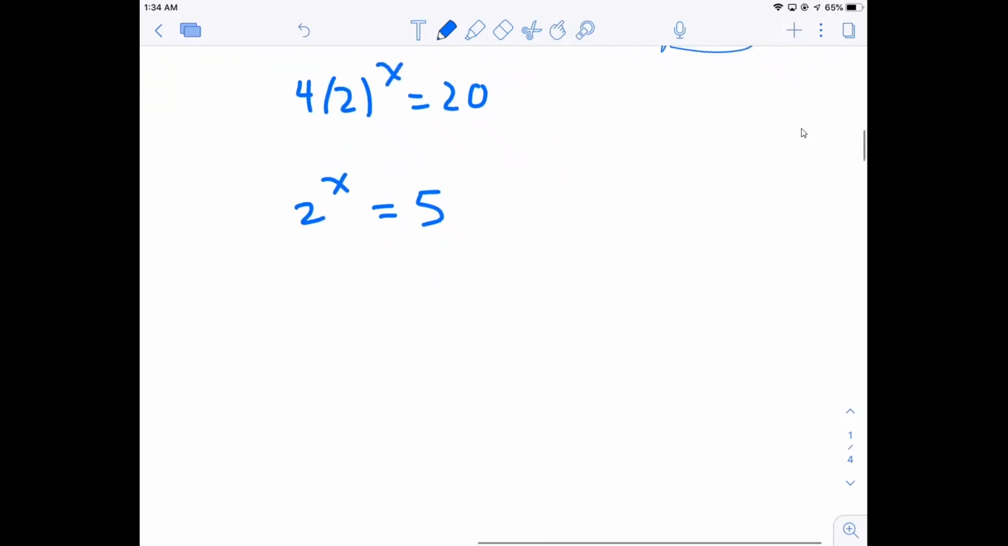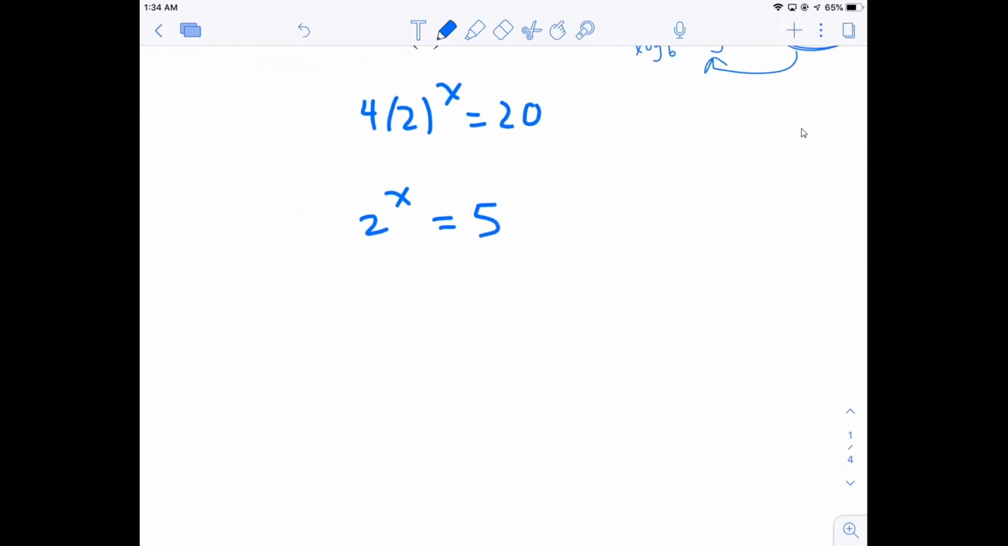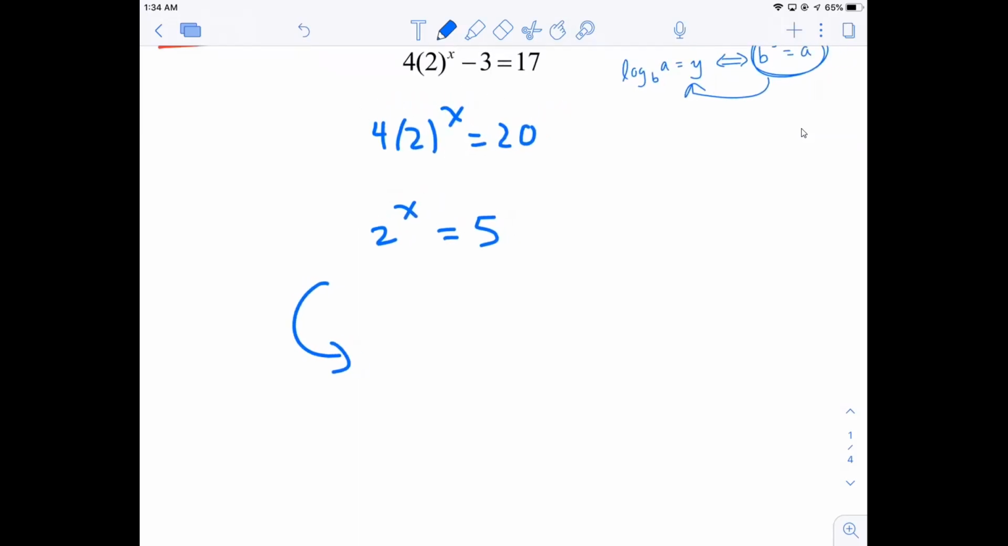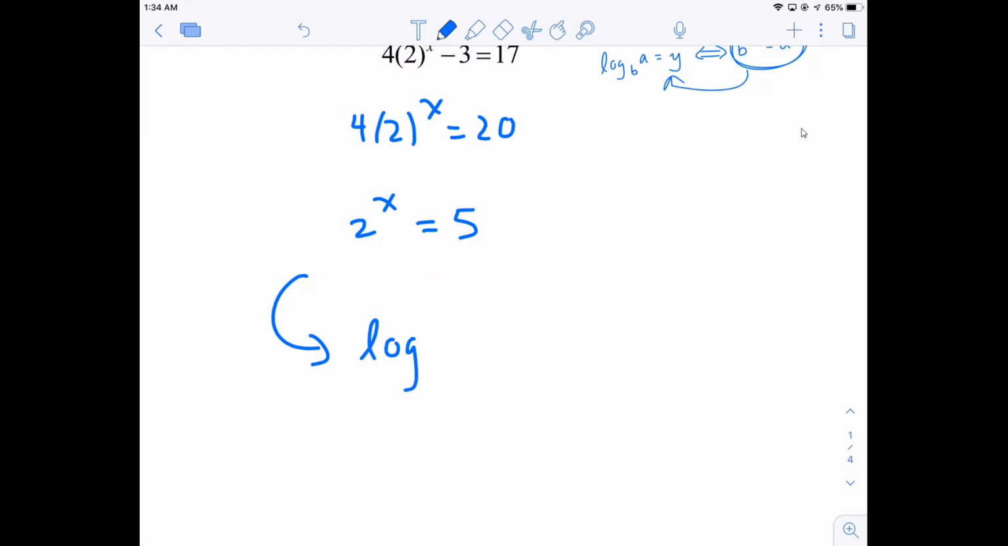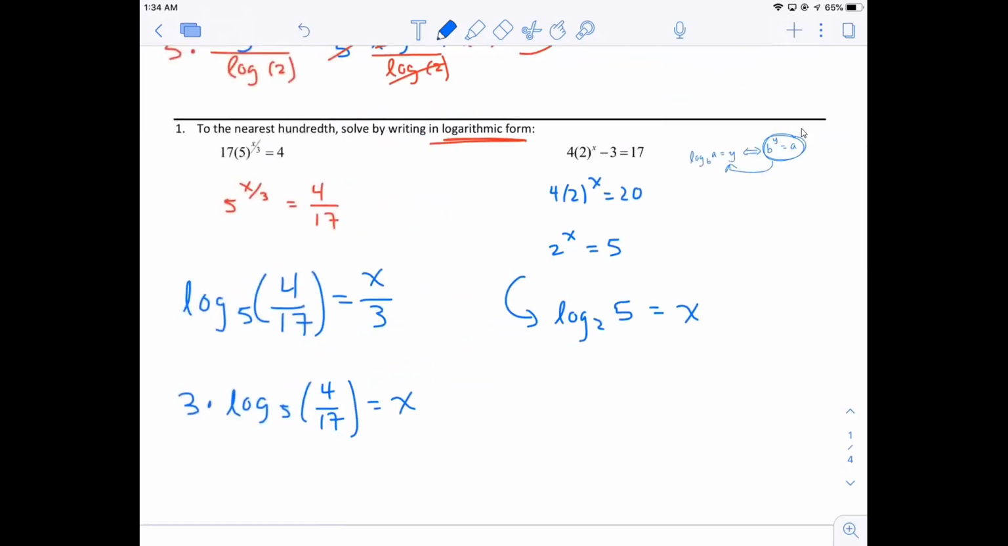And now we can write that in log form, or we can also take the log of both sides to solve. So it's really up to you. Just make sure you can do it both ways. But writing this in log form, that's going to be log base 2 of 5 is equal to x. And just type that into your calculator, round to the nearest hundredth.